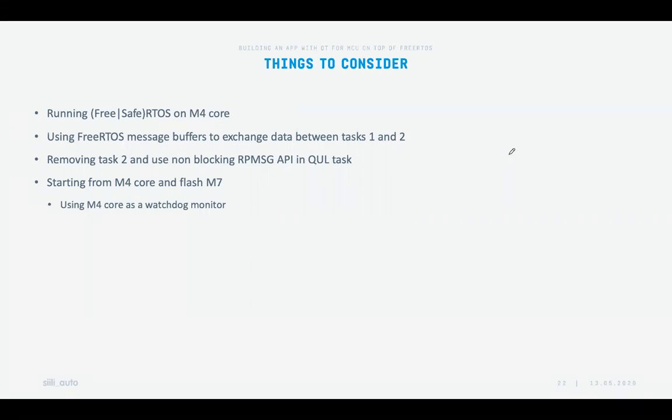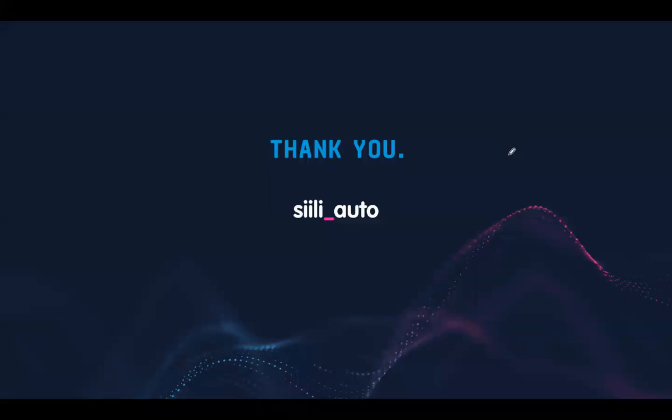And if we really want to achieve functional safety, we could utilize the M4 core as a watchdog monitor, where we periodically send heartbeats from M7 to M4. And if a heartbeat is not received or it's slightly delayed, we could react in whatever way we see fit. So that's it from me. And I think we have some time for questions right now.